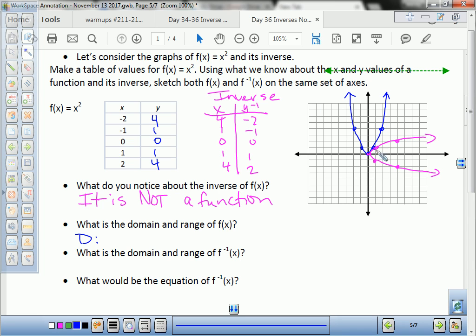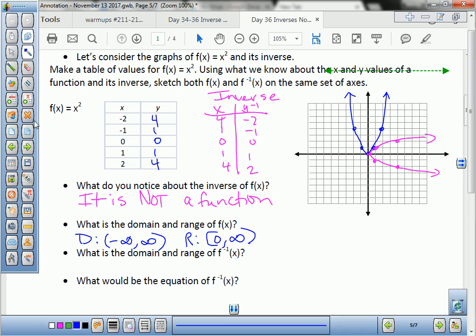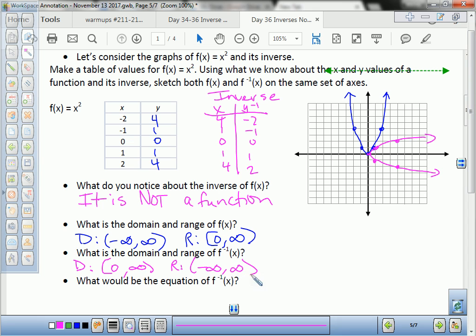Well, this one is not. The domain of the original function, the blue one, well, there was no restricted x value. And the range was actually from 0 to infinity because that is the parent graph of a quadratic function. So when we switch the x and y to find the inverse, we also switch the domain and the range. So if we look at the pink one, we can see the domain goes from 0 to infinity. You see it? 0 to forever. And the range keeps going up and keeps going down. So it goes from negative infinity to positive infinity.